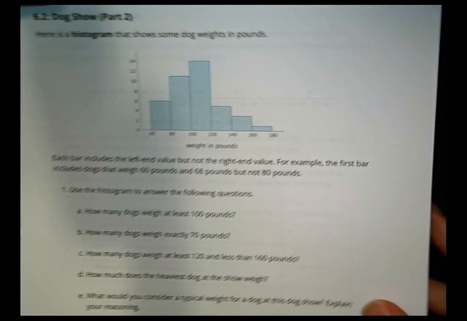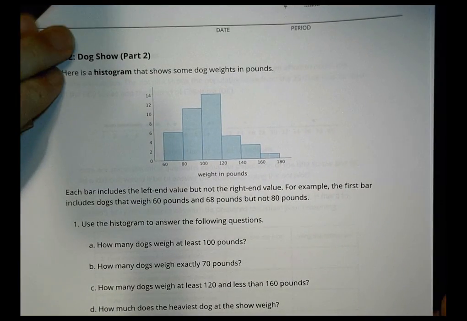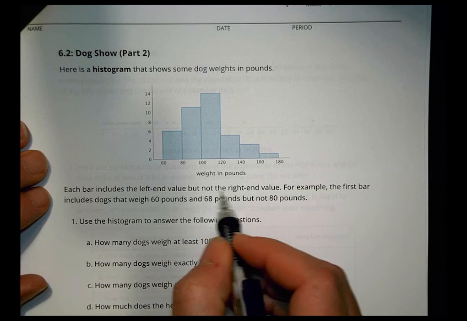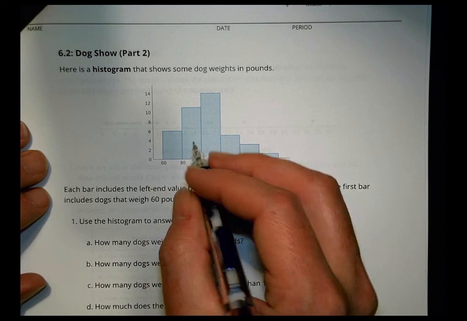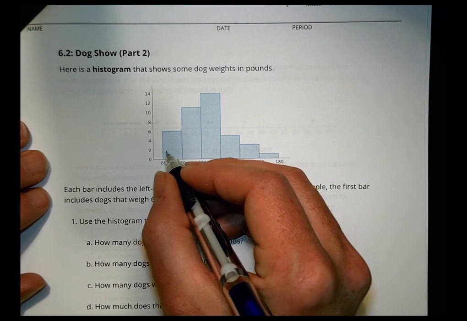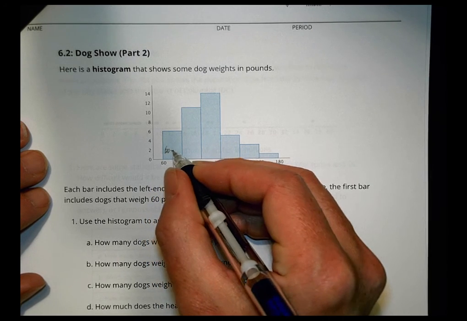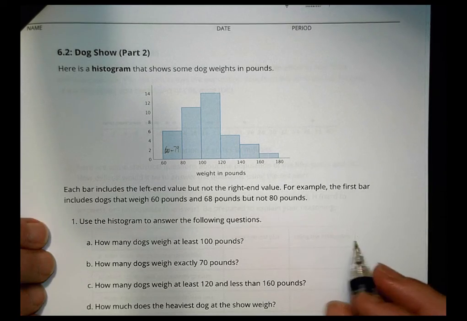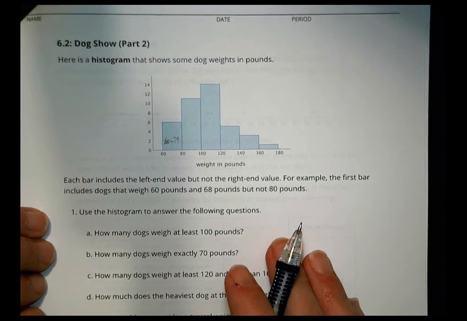So here's a histogram that shows some dog weights here. Each bar includes a left end value, but not the right end, meaning that if you have dogs in this bar here, they're going to be between 60 pounds and up to 79. It'll go all the way up to there. Okay? So use the histogram to answer the following questions.